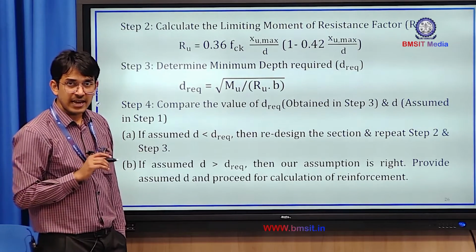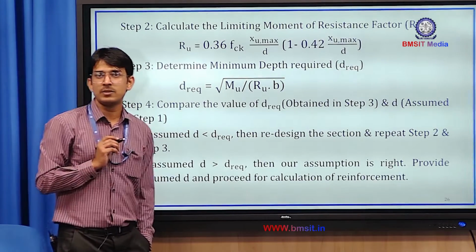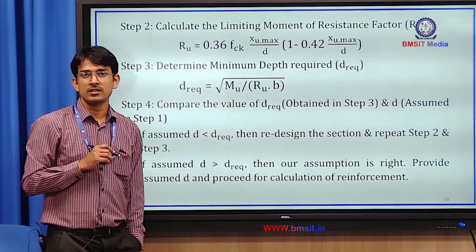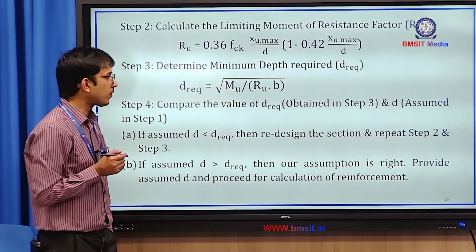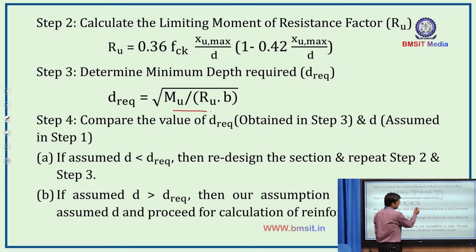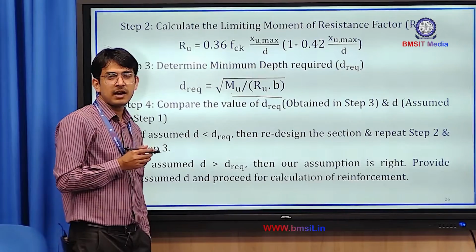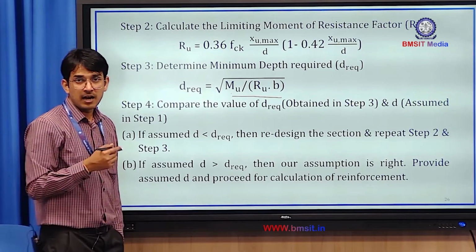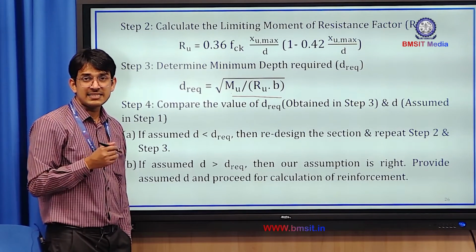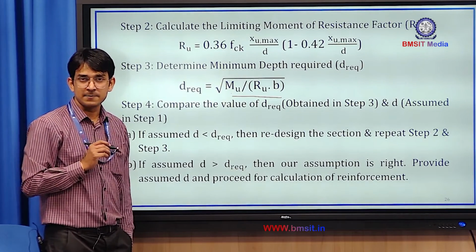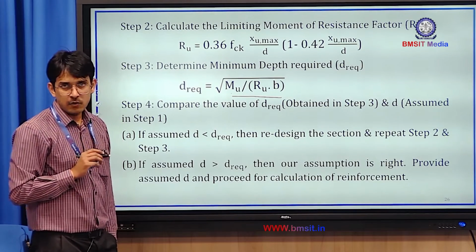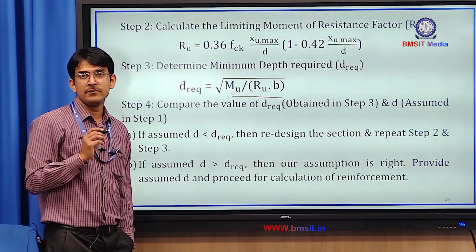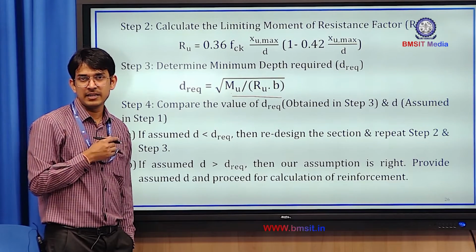After that we have to check whether the D we have assumed in step 1 is correct or not. For that we will calculate the D required. For this we have this formula. In this formula, Mu we already know from step 1, Ru we calculated in step number 2, and B we assumed in step number 1. So we know all the values and we can calculate the D required. Now if the D required is lesser than the D we provided in the beginning, then it is okay.